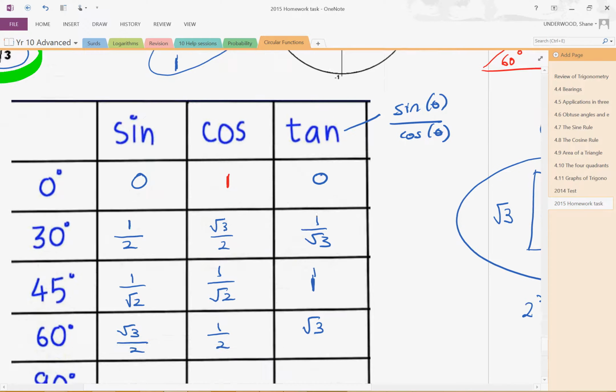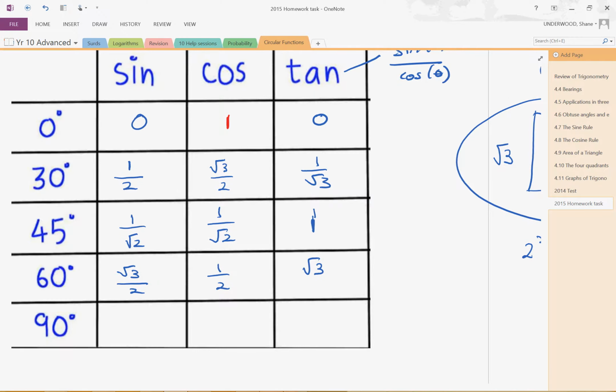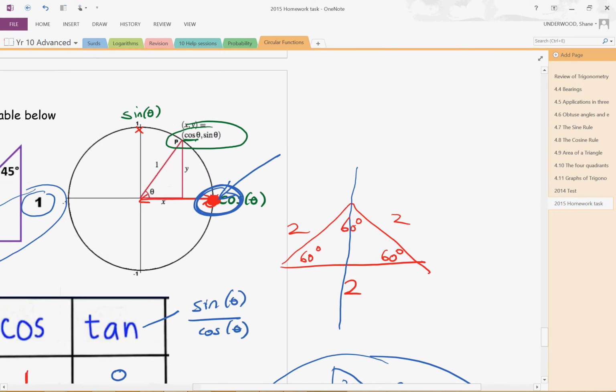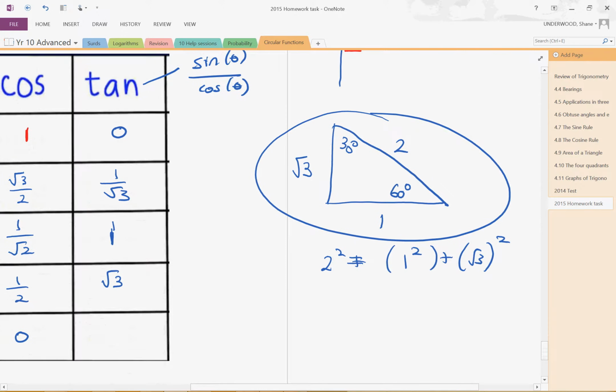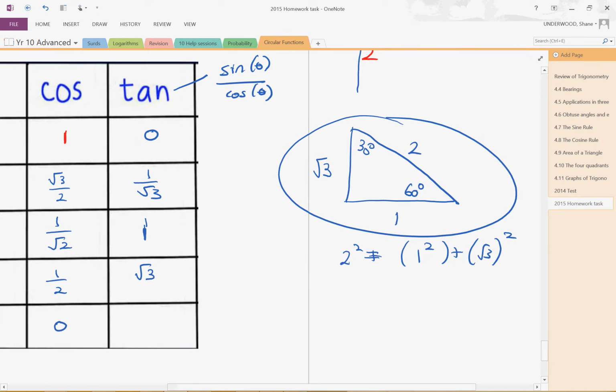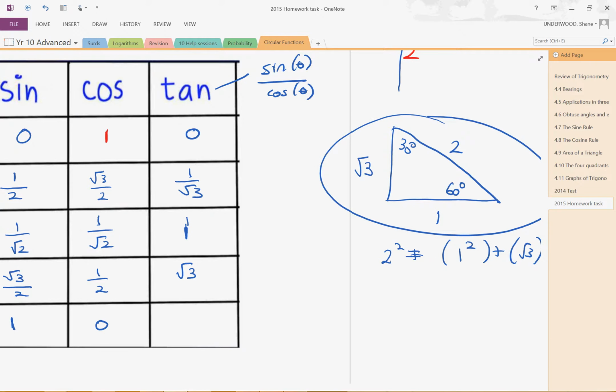Now, what about if I'm dividing something by 0? Over here, sine of 90 is 1 because the height is 1, and cos of 90 is 0 because the x-coordinate here is 0. So cos of 90 is 0. What's 1 divided by 0? Undefined, thank you. Very good.